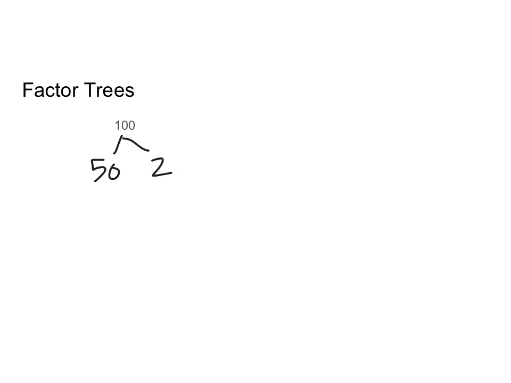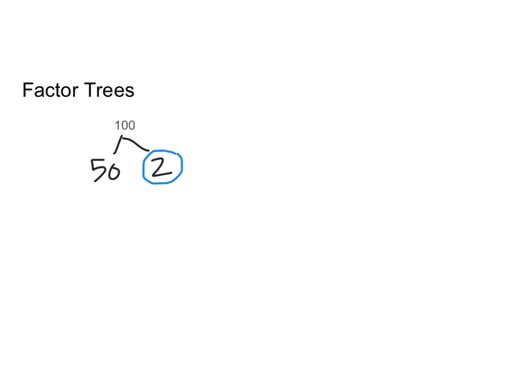Now, whenever you use a prime number, you are going to circle it so that you know that branch of the tree is done. It doesn't go any further. So 2 is prime, so I'm going to circle 2. This is a good time to use that chart in the back of your spiral to keep track of what the prime numbers are if you're not certain. But 50 is not prime, so I can keep going with 50.